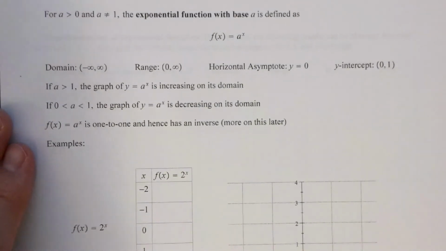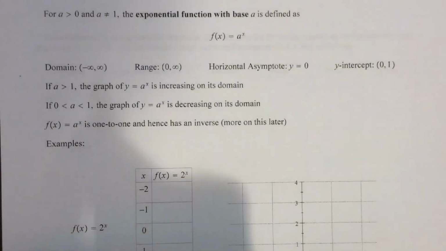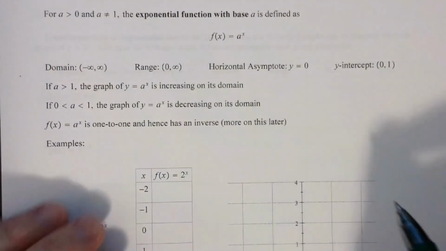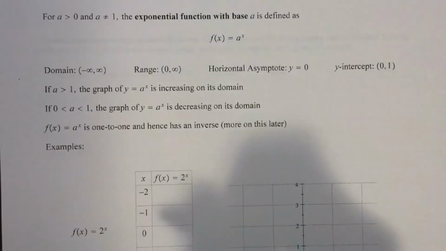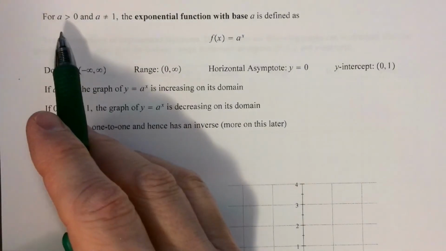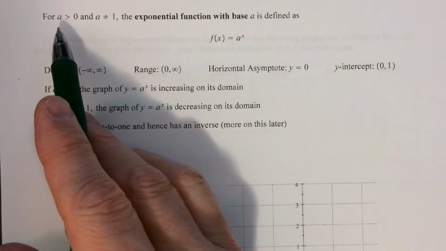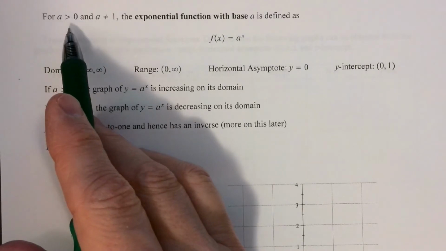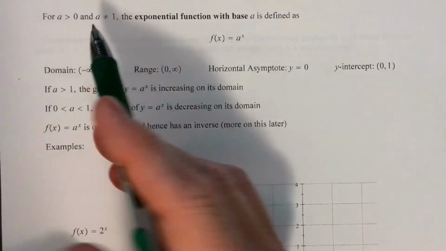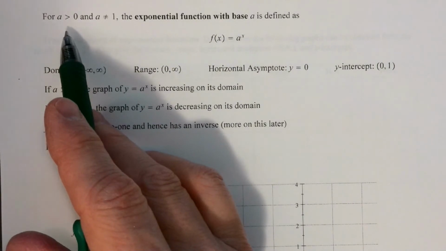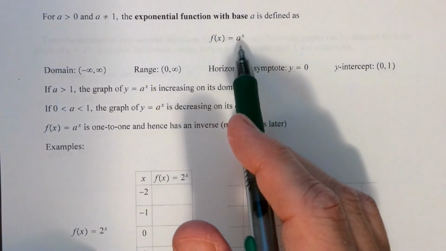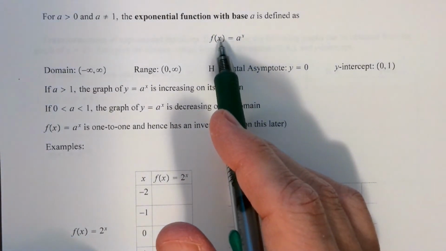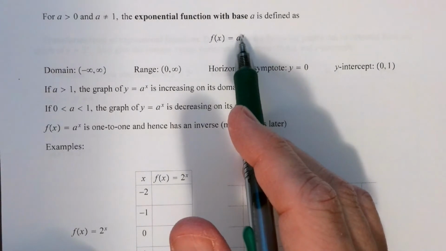And with that, very important here is the definition of the exponential function. We're going to start with the base of the exponential function. The base is a. It's going to be a number that's greater than 0, but not equal to 1. So like 2 in the previous example, we had 2 as our base. And then the exponential function with base a is defined this way. Notice the variable input x goes into the exponent.